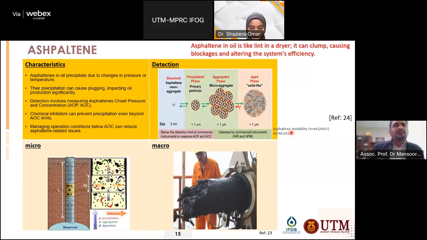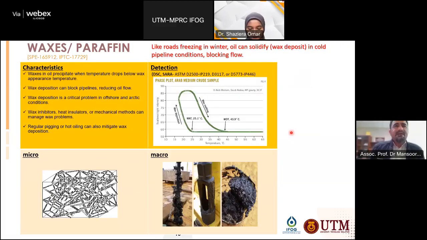Okay, so this is wax. The characteristics of wax are included here, and as you can see, wax in oil precipitates when temperature drops below the wax appearance temperature. So it can, of course, potentially plug the pipeline and reduce the oil flow rate. Wax deposition is a critical problem in offshore and Arctic conditions. Wax inhibitors, heat insulators, and mechanical methods can also be used to manage the wax problem. And normally we use pigging or hot oiling in order to mitigate this wax.